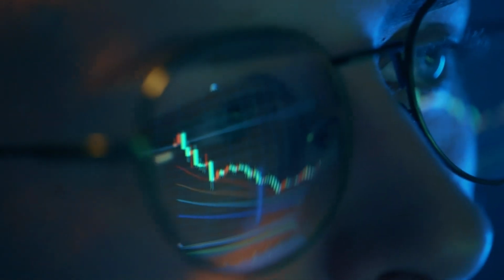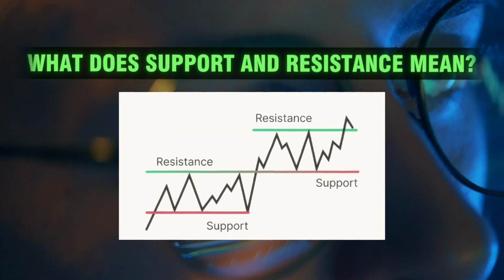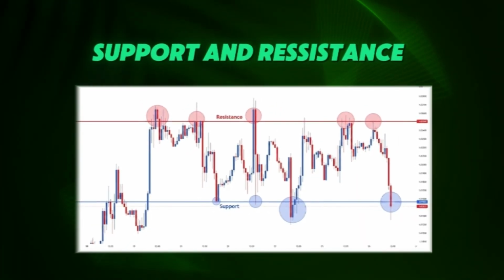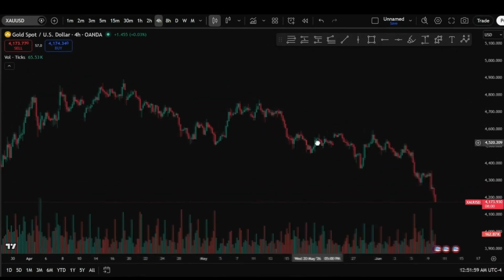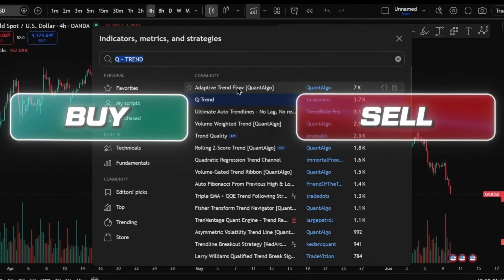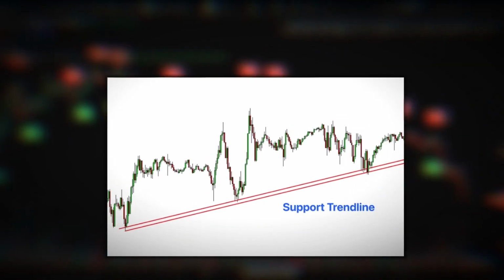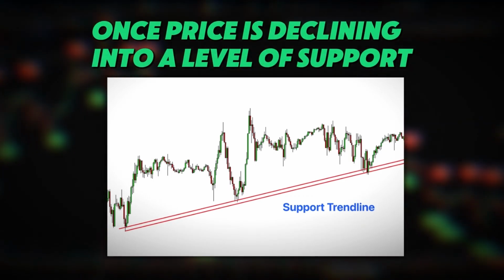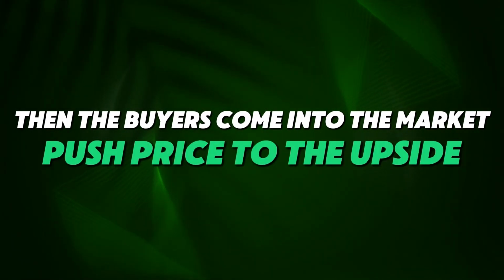So we have to really understand, what does support and resistance mean? Let me explain. Support and resistance are areas where we are waiting for the market to get there. These areas consist of buyers and sellers once price gets to them. What support looks like is, price is declining into a level of support, and then the buyers come into the market and push price to the upside.